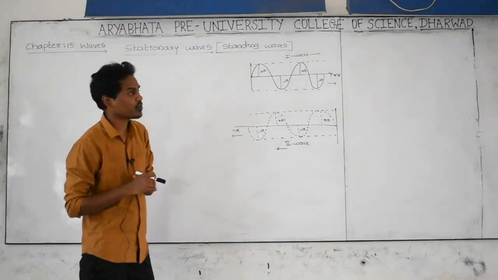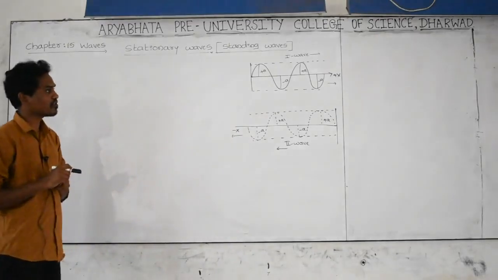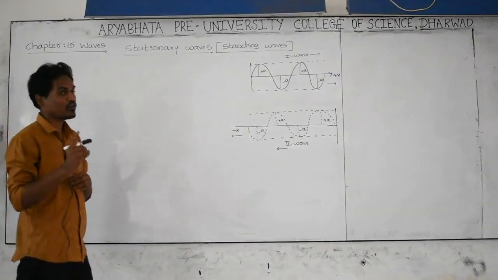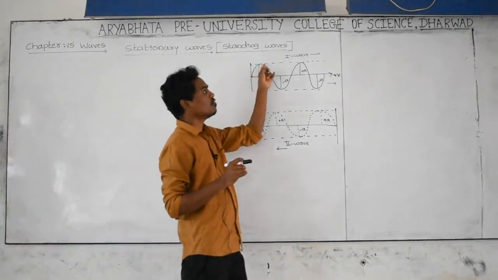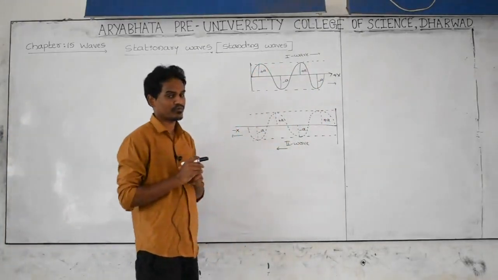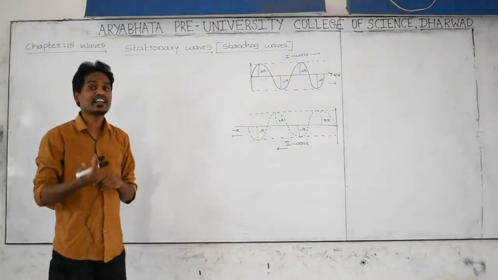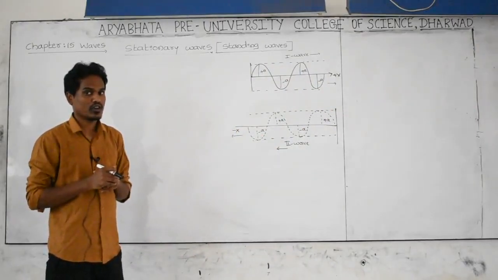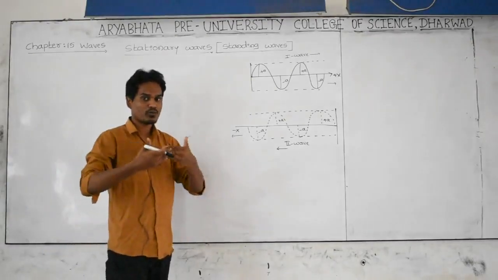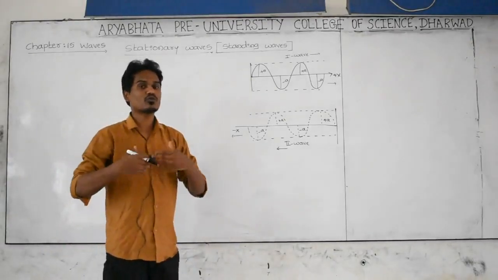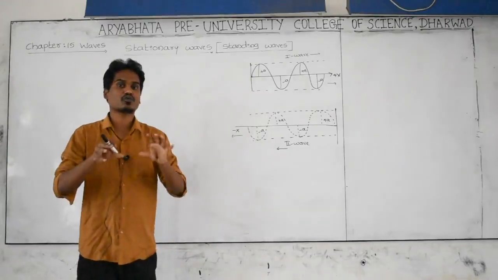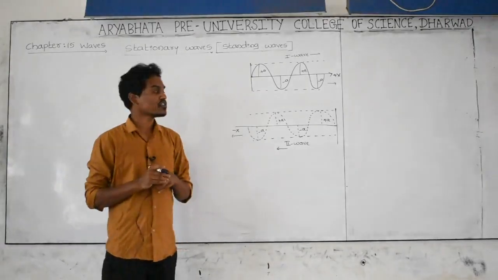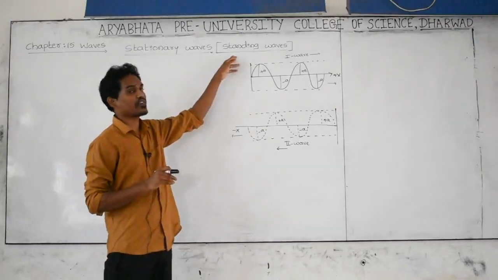Once again I would like to tell you what we mean by stationary waves. Stationary waves form when two identical progressive waves, or traveling waves, move in opposite directions. When those two waves combine or superpose, the resultant wave pattern is called a stationary wave or a standing wave.